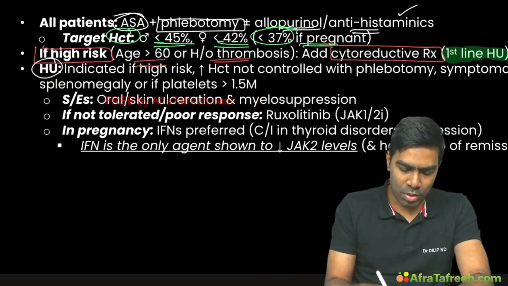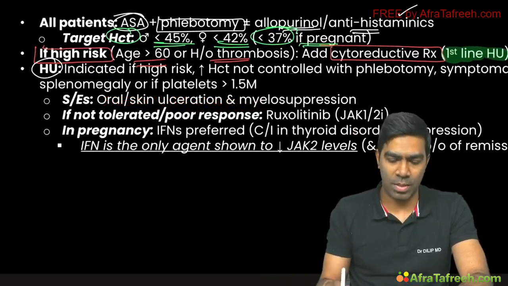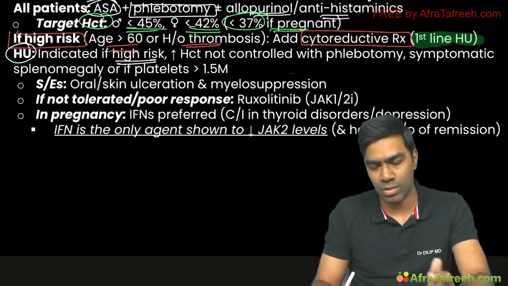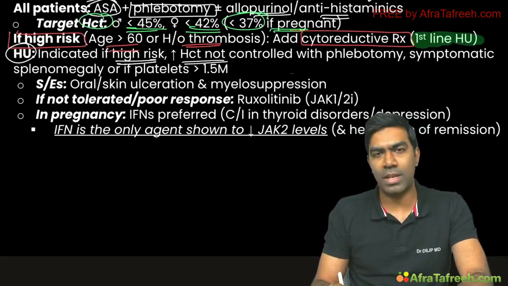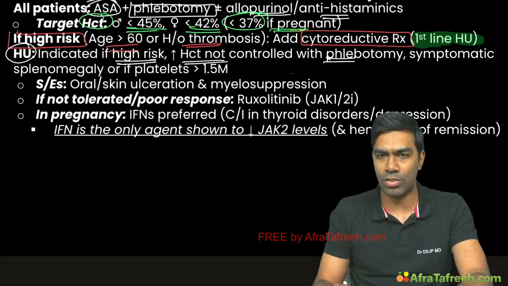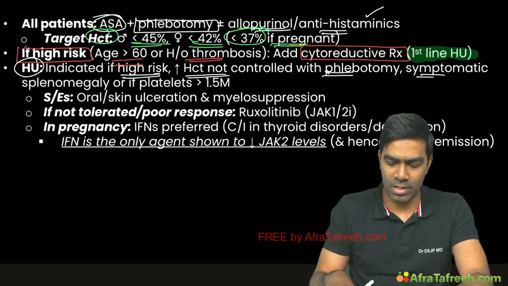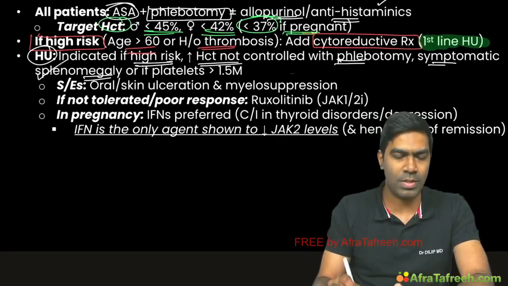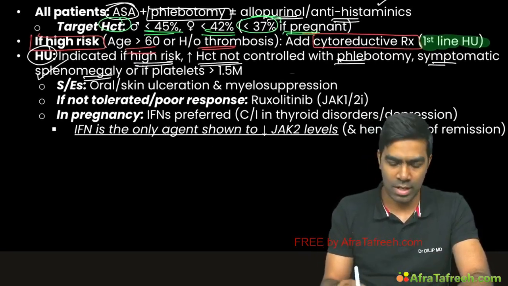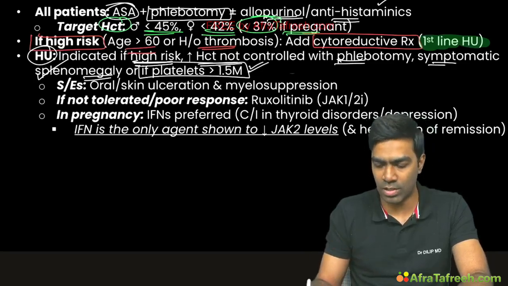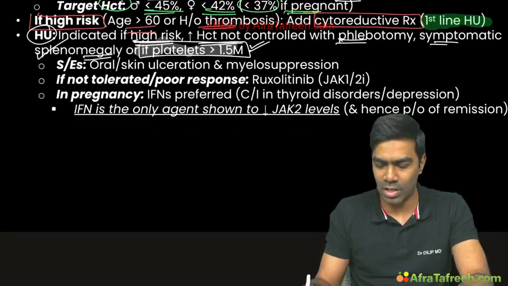So what are the important indications for hydroxyurea? Number one, if the patient belongs to a high risk group like age more than 60 or history of thrombosis, you can add hydroxyurea. If the patient has raised hematocrit that is not able to be controlled with phlebotomy, you can use hydroxyurea. Or if the patient has symptomatic large splenomegaly, this is very rare, it occurs in polycythemia, yes, you can start with hydroxyurea in that case. Or if the platelet count is more than 1.5 million, very high platelet count, that's going to increase the risk of bleeding like anything. So these are the usual indications of initiating hydroxyurea.